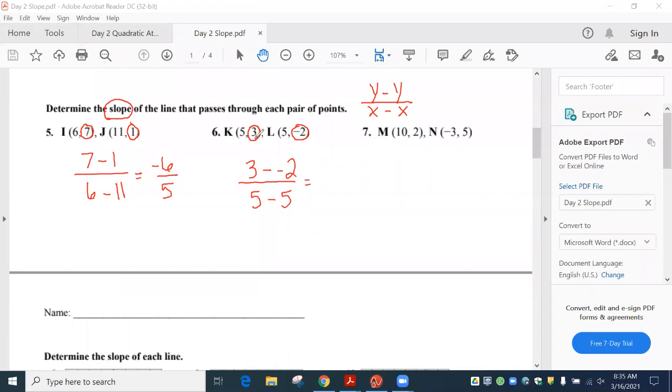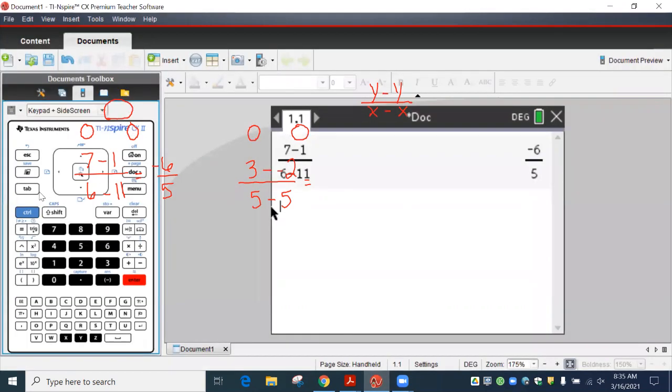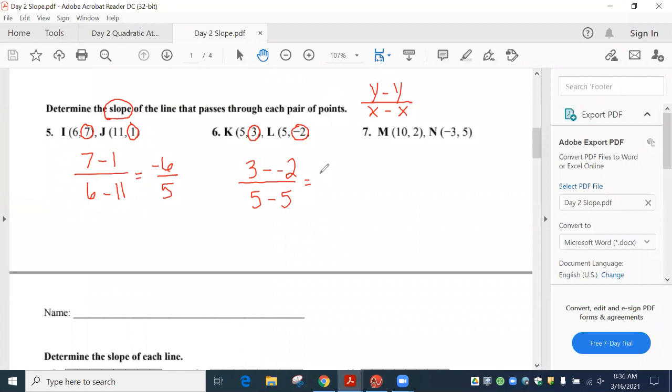And so we put that in the calculator. Control divide, we're subtracting 3 minus minus, so you can put 2 minus signs. So 3 minus negative 2 over 5 minus 5. And you notice it says undef. I don't think we got to see this one yesterday. I think the bell rang before we saw this one. But the calculator will say undef. This is undefined. And I usually just put UND for undefined. You can write the whole thing out, but I usually just put UND.